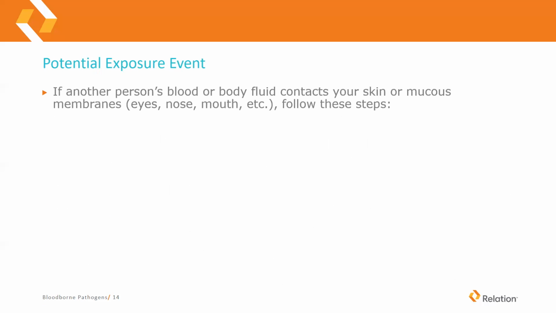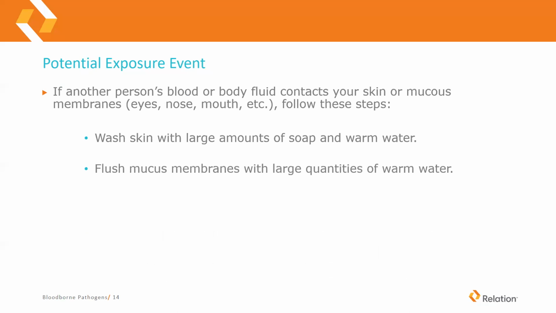So potential exposure events. If another person's blood or body fluid contacts your skin or mucous membranes, so remember our eyes, nose, and mouth, you want to follow these steps. Wash your skin with large amounts of soap and warm water. Flush mucous membranes with large quantities of water. So if you have an eye wash station, this would be a good area to wash your eyes out. Report the incident to your supervisor or your program administrator, whoever typically handles injuries with your company. That's who you want to report it to, as well as your first line supervisor.